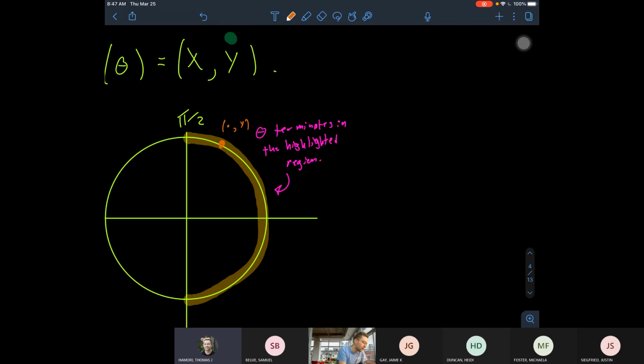Then sine inverse is going to return the unique angle theta, and there's only one angle theta between negative pi over 2 and pi over 2, which points at that particular point. So theta should always be facing sort of to the right here.